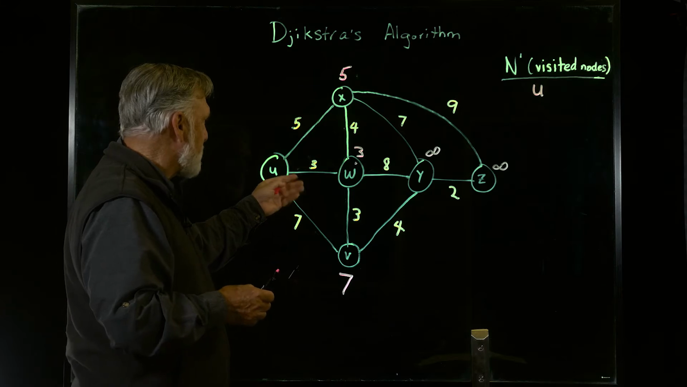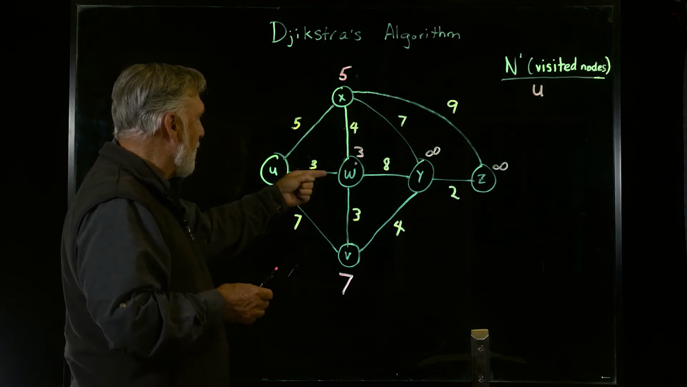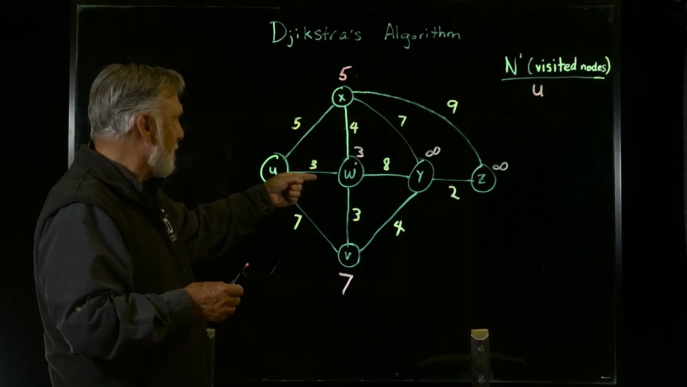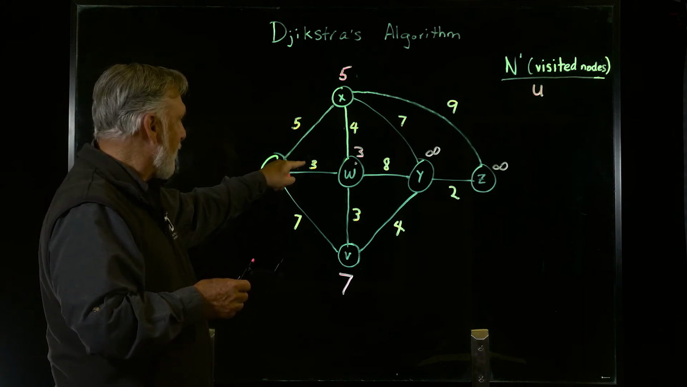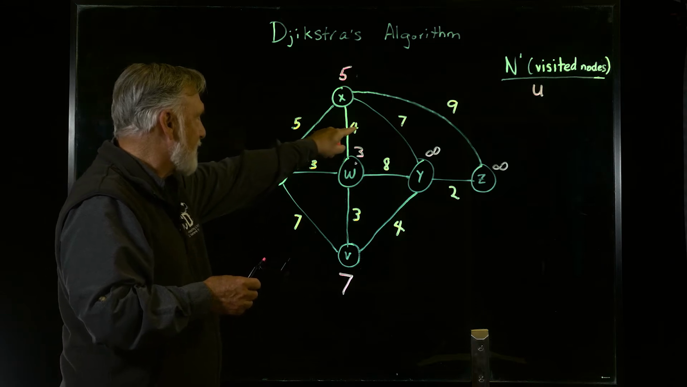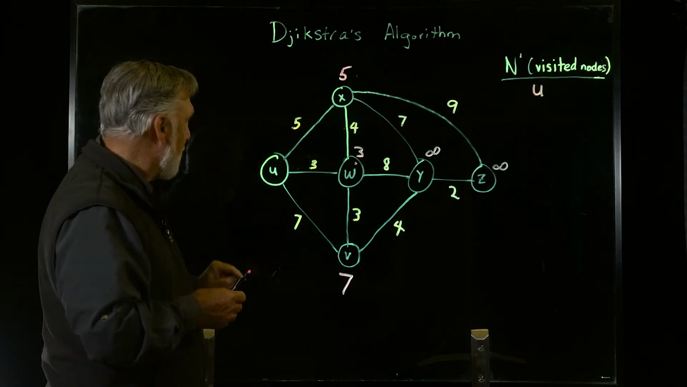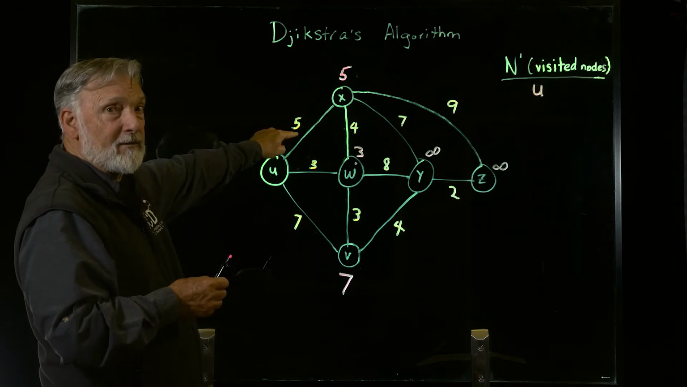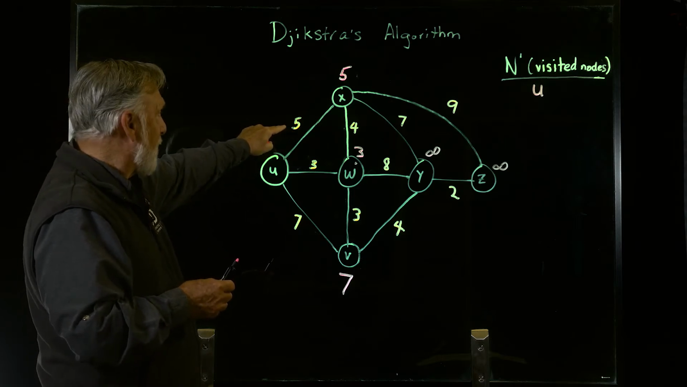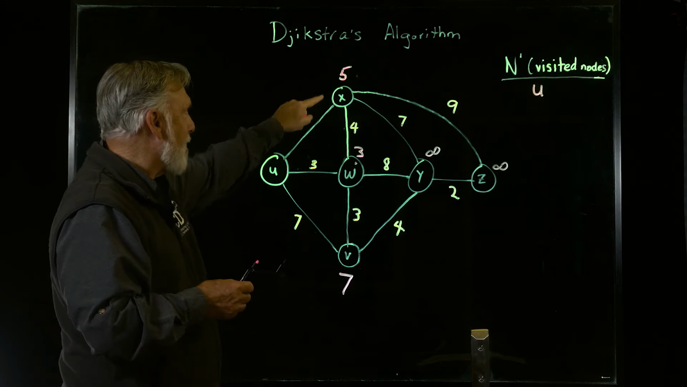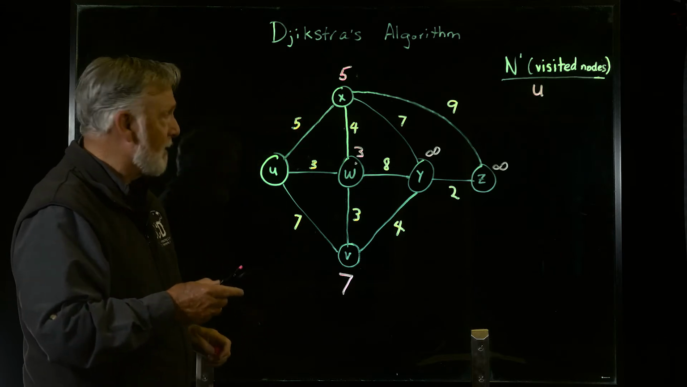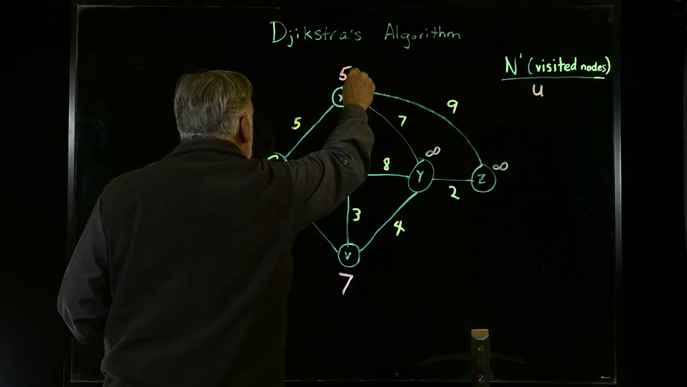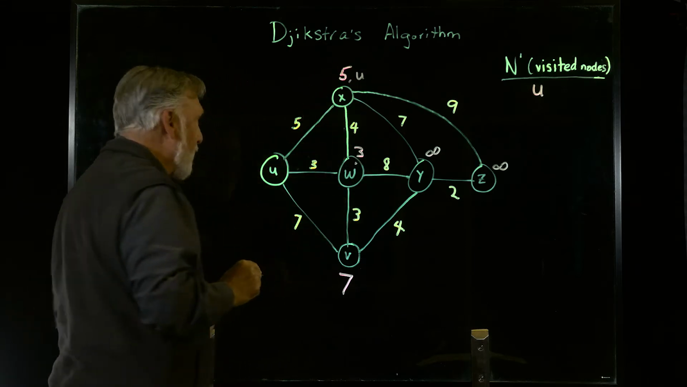First, we take a look and see that going to X from W, the cost would be 3 plus 4, or 7, versus the directly connected path of 5. So we'll take the original cost in the original path. And this is the cost of 5 going through U, directly connected.